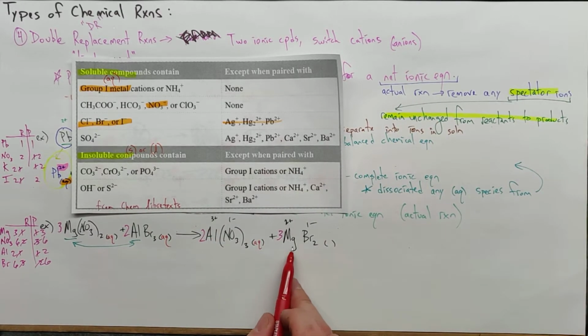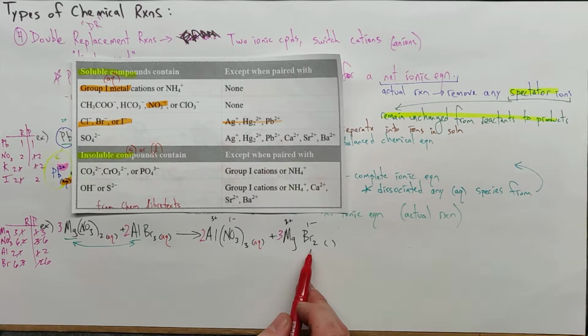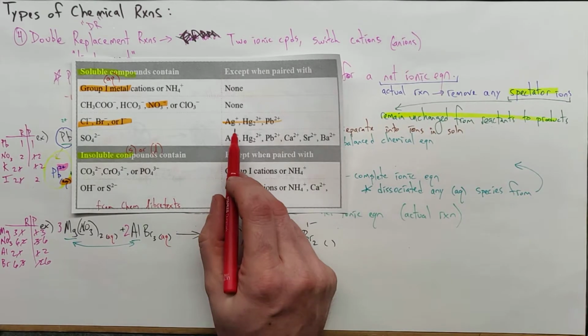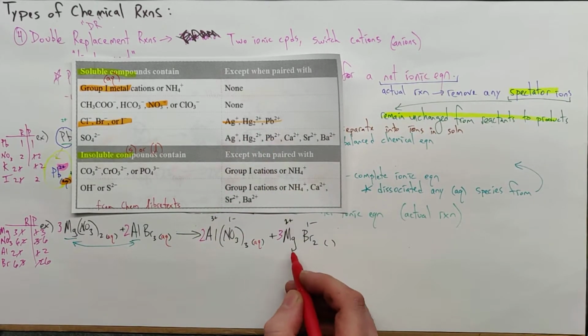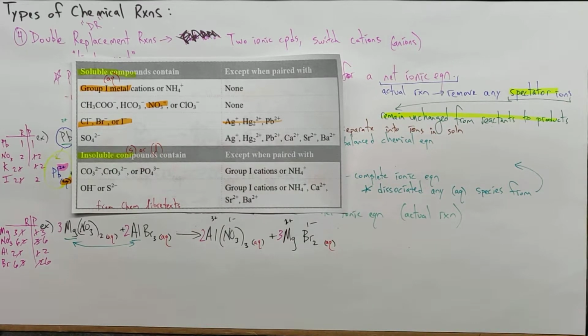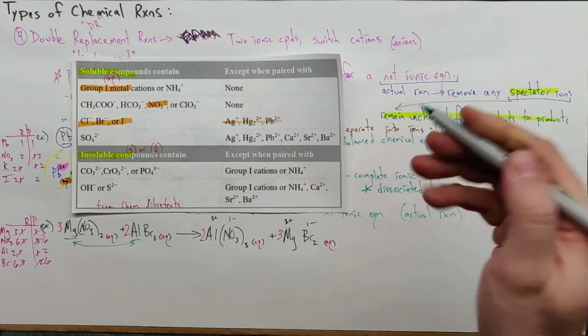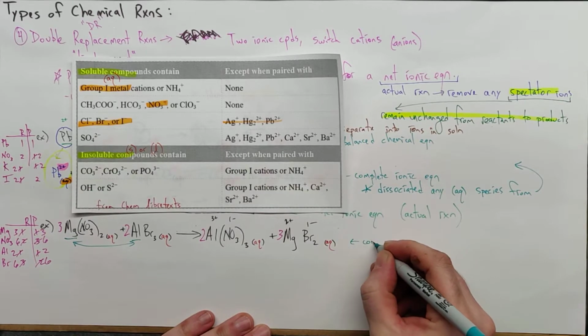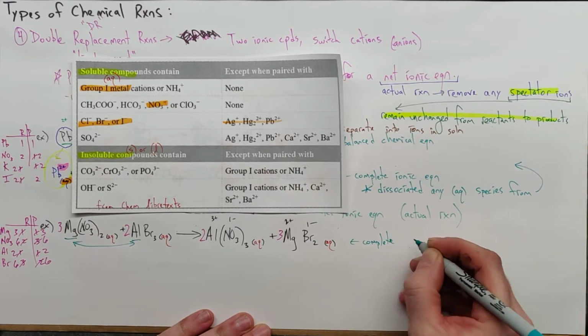And then we've got this magnesium bromide. Hey, it's a bromide, and we're expecting that to be a soluble compound unless it has silver, mercury, or lead. And it doesn't. Magnesium is not silver, mercury, or lead, so we have something that is aqueous. All right? And we labeled these before, and I'll label it again. This is our complete balanced equation.